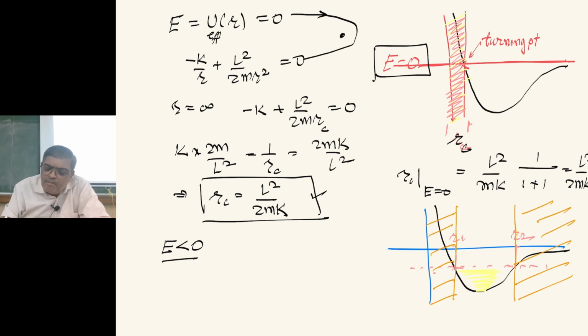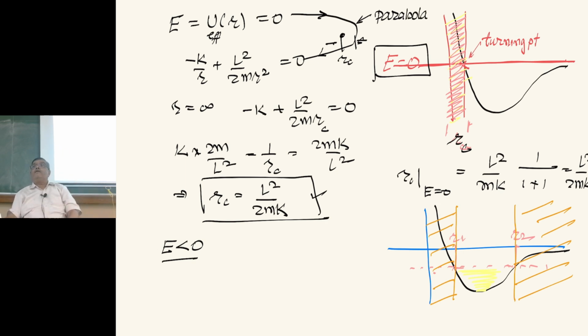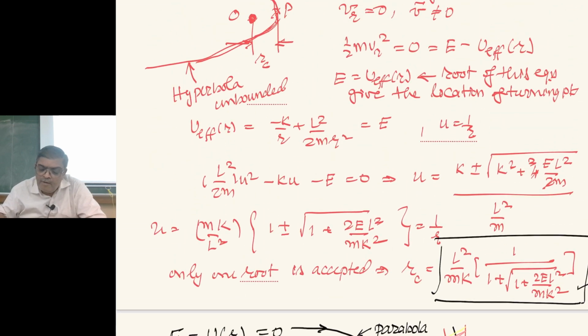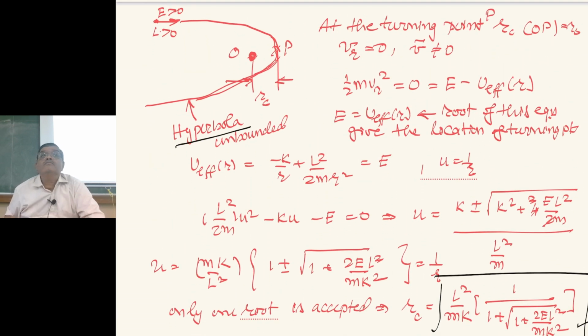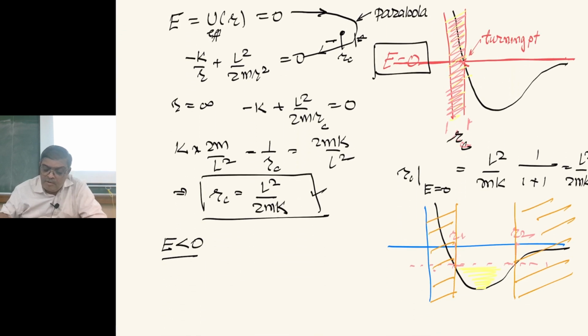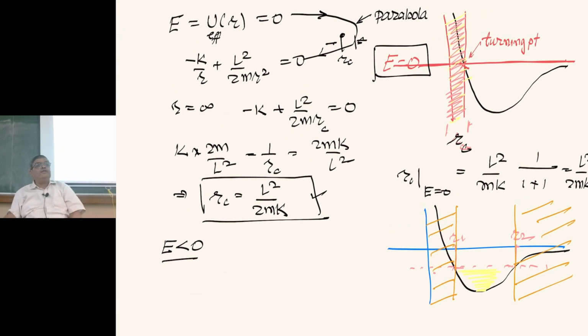So again, this is an unbound orbit because the other point is at infinity. So the object will have to go to infinity, right? So this is the closest distance, which is RC, but the shape of this trajectory is that of a parabola. Whereas earlier, if you remember, we had a hyperbola. So now this becomes a parabola. So now let us see what happens when E is less than 0.